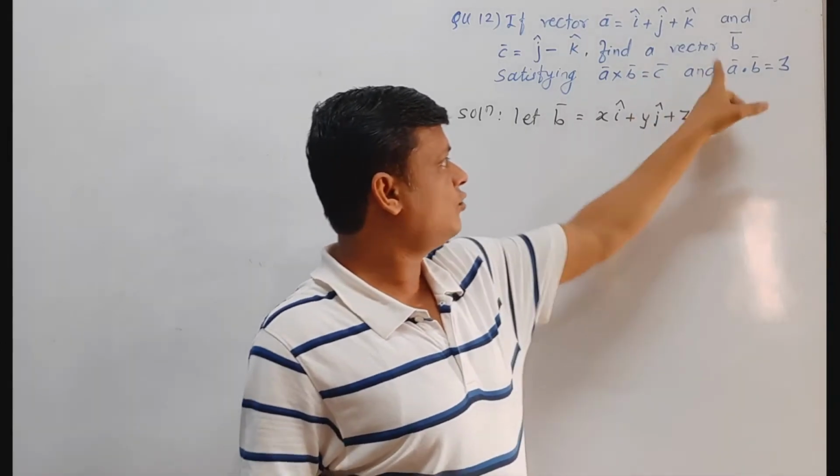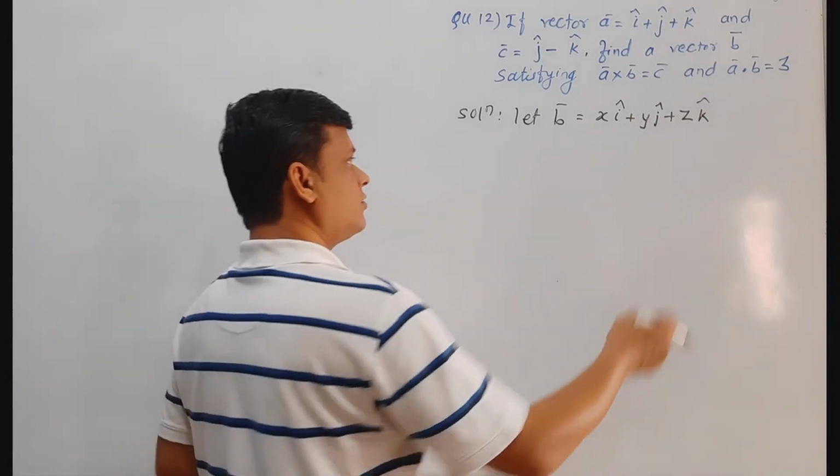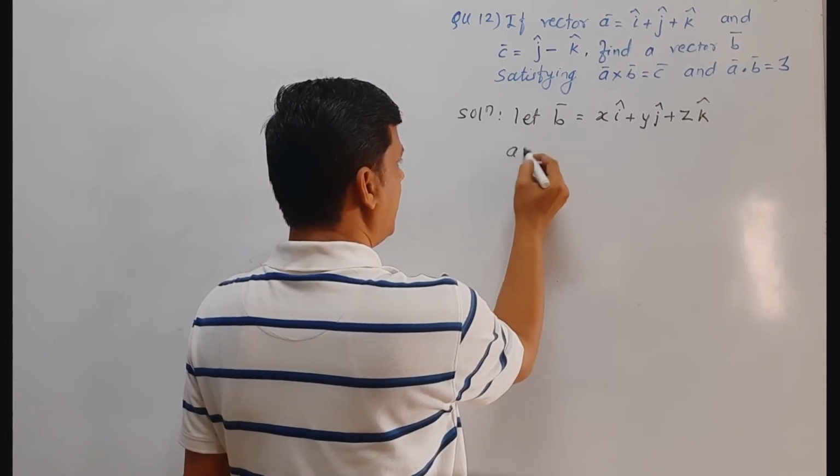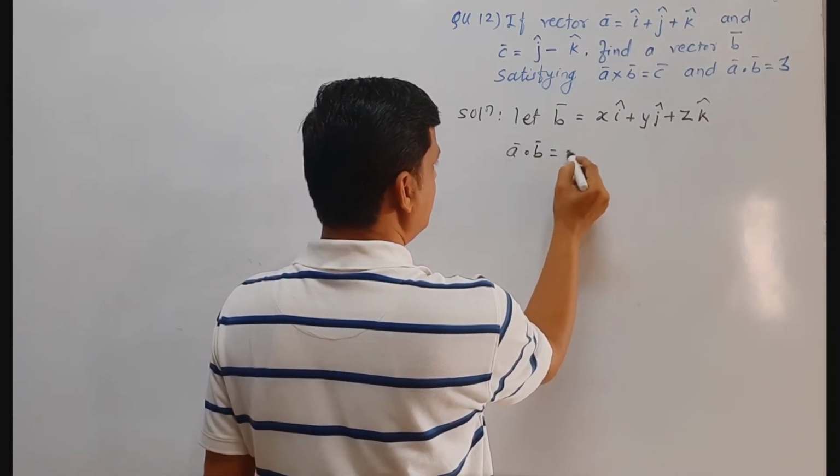For that, these two conditions are given. So we use the first condition, a bar dot b bar is equal to 3.